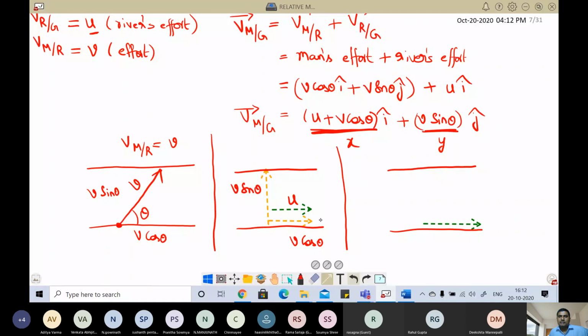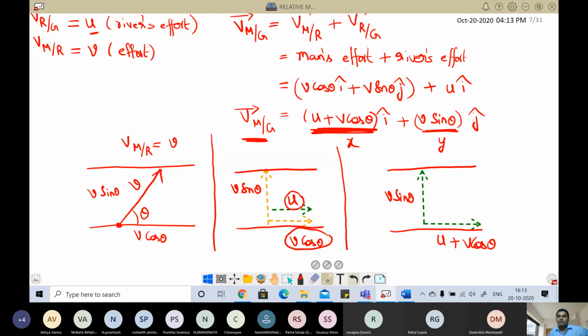Now these two are in the same direction. This one is his effort, and this is river. So in the x direction there are two velocities: one is river velocity and the other is the velocity of man's effort, v cos theta. When you add these two you get u plus v cos theta, which is the same as this one. And in the y direction you have the same thing, v sin theta. Now the resultant of these two components is called the velocity of man with respect to ground.